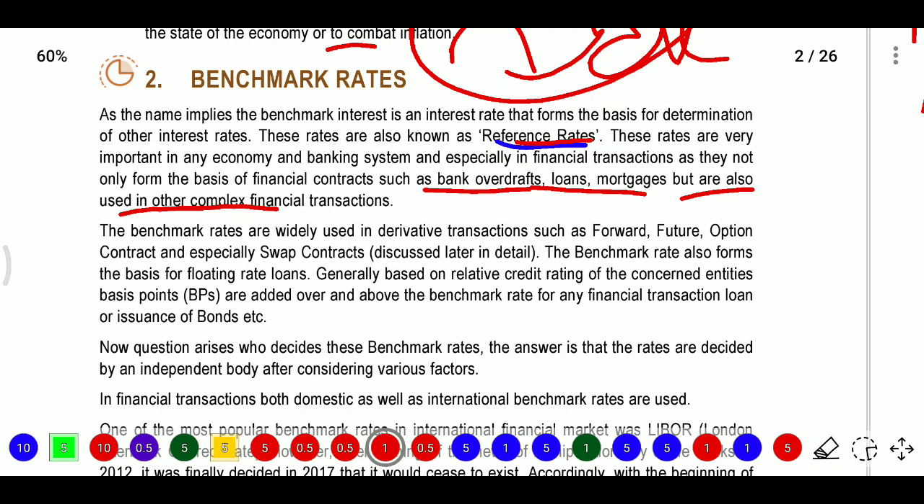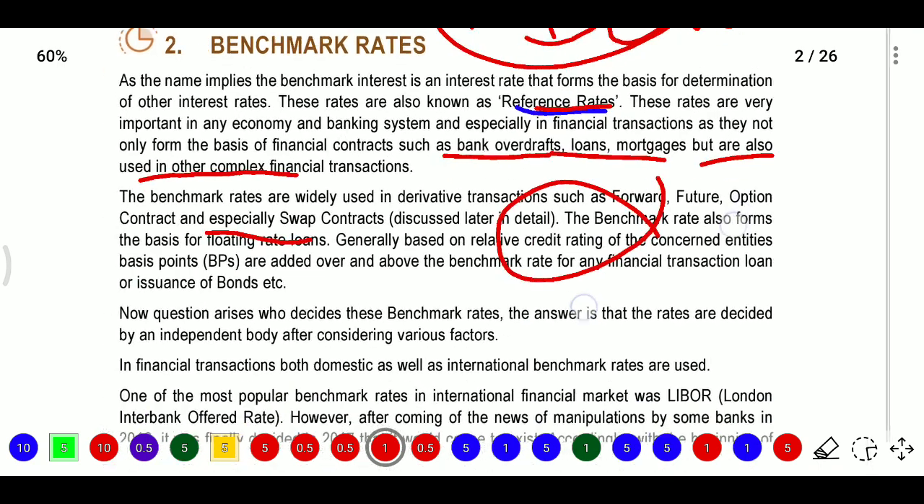The benchmark rate also forms the basis of floating loan rates. Generally, relating to credit rating, who will provide the credit rating? Credit rating is provided by credit rating companies like Moody's, CRISIL, or CARE. These companies provide the credit rating. Based on the entity's base points, they will provide ratings like AAA plus, B plus, or C category, and above.